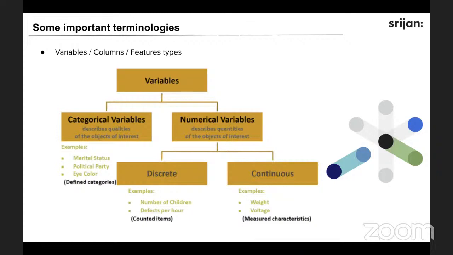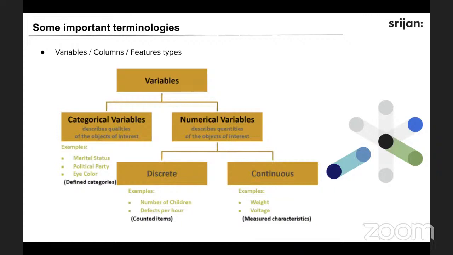A categorical variable basically tells us about the quality of our recorded observation, right? So we can have categories like eye color, or let's say we have some polling data, then we can have political parties, where political party is basically just a category. So that was the categorical characteristic of a variable.